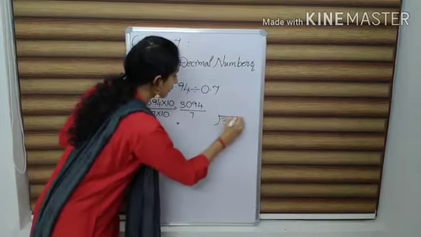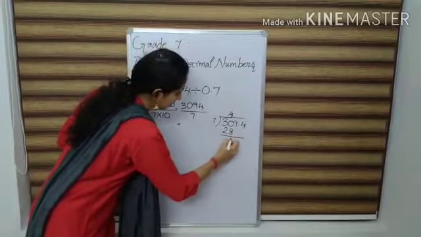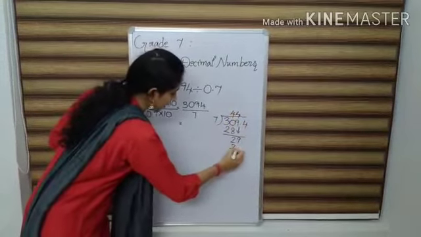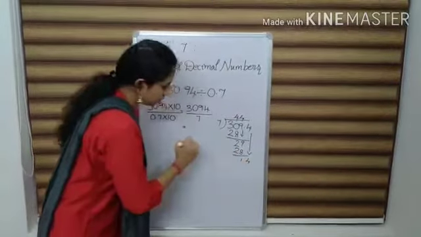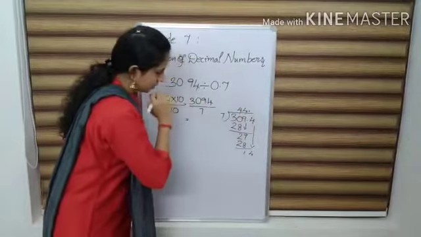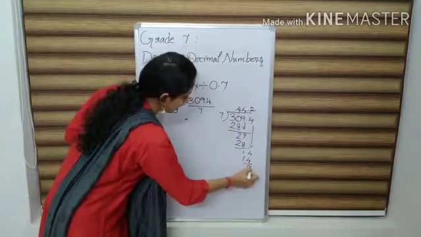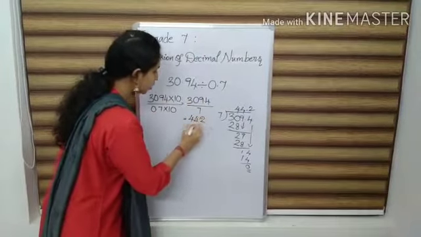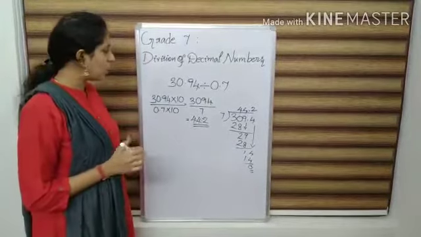309.4 divided by 7. 7 fours are 28. To balance, take this 9 down. Again, 7 fours are 28. 1 balance. Take this 4 down. It becomes 14. But you can see a decimal place before 4. You have to take that in the quotient. So, now it's 14. 7 twos are 14. The balance is 0. You can stop the division there. So the answer is 44.2. This is how to divide two decimal numbers. I hope the topic is clear to you.